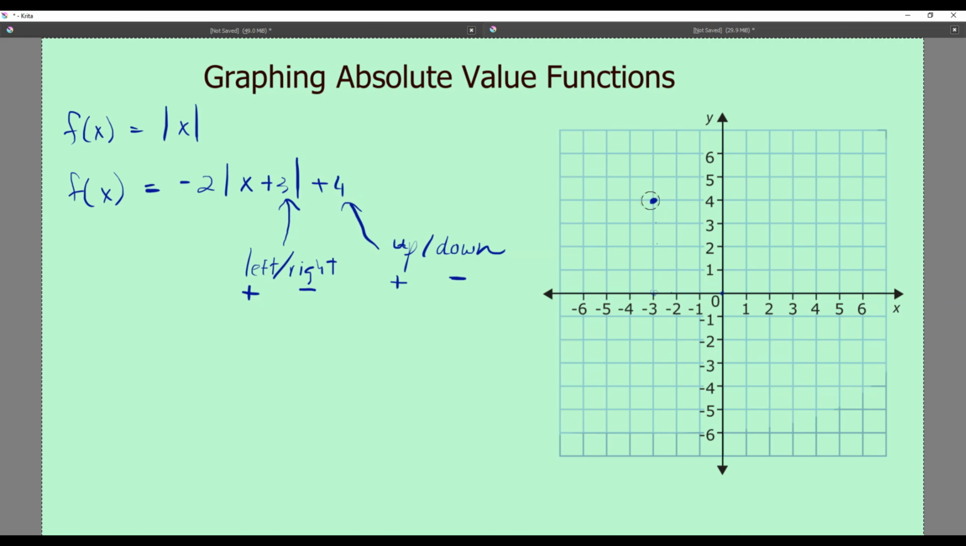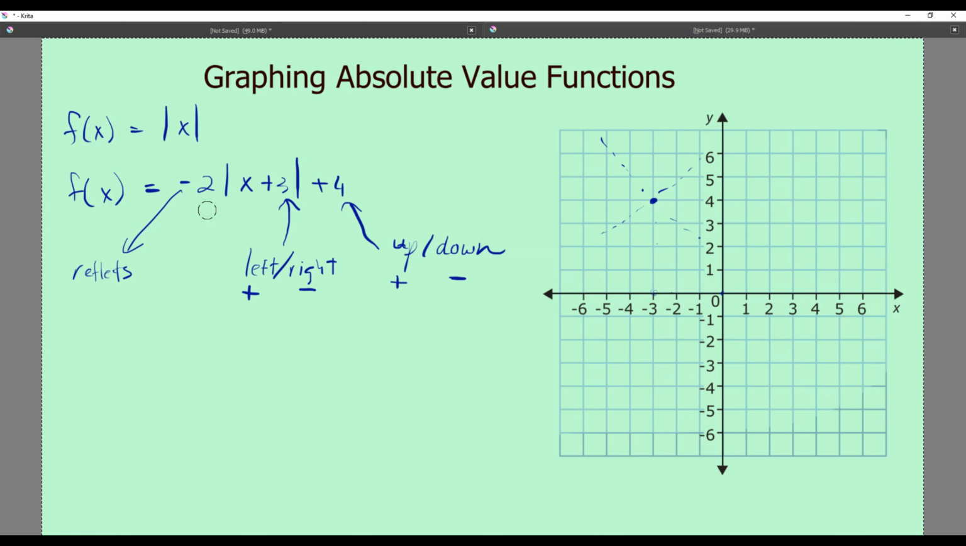So originally it goes up like that, right? Like a V that way. But the negative sign, negative means it reflects. So reflects across the x-axis, or basically it turns it upside down. So now it goes like this.